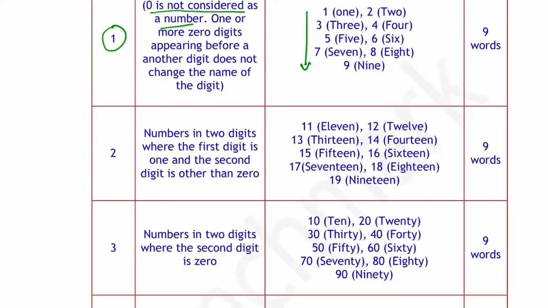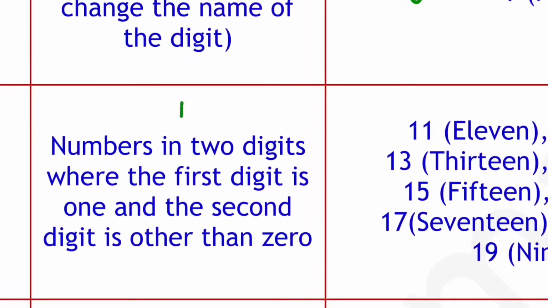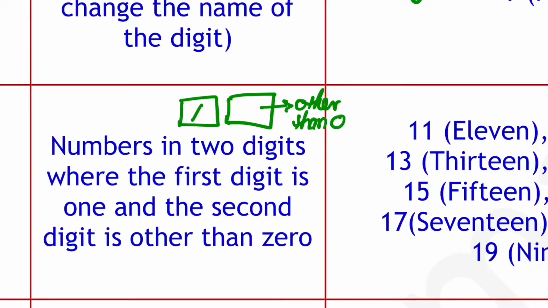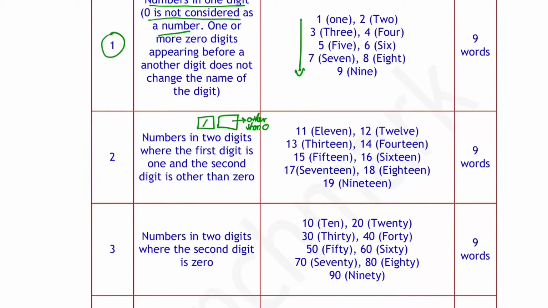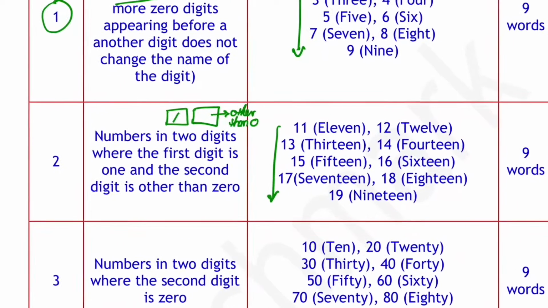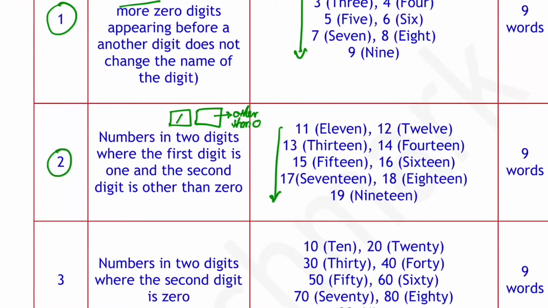Then we have numbers in 2 digits. Numbers in 2 digits, we have different subgroups. When the first digit is 1 and the second digit is other than 0, we have 9 different words from 11 to 19. I will identify these 9 words as group 2 words.